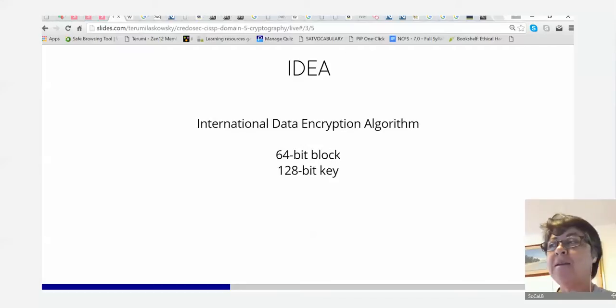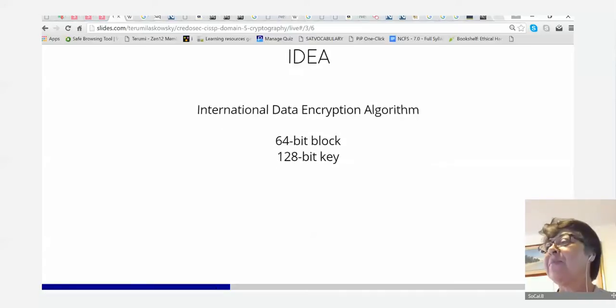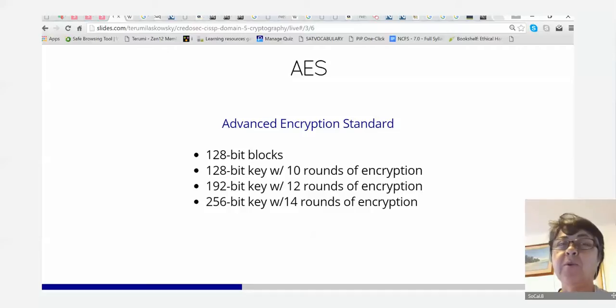IDEA. Okay. International Data Encryption Algorithm. IDEA. 64-bit blocks, a little bit longer. 128-bit keys. Wow, way longer. AES. This is what we're using right now in the government. Right. You have options. It's 128-bit blocks. Okay. And you could do keys in various length with different rounds. Okay, I believe the government is using the most stringent one, which is 256-bit keys with 14 rounds of encryption.